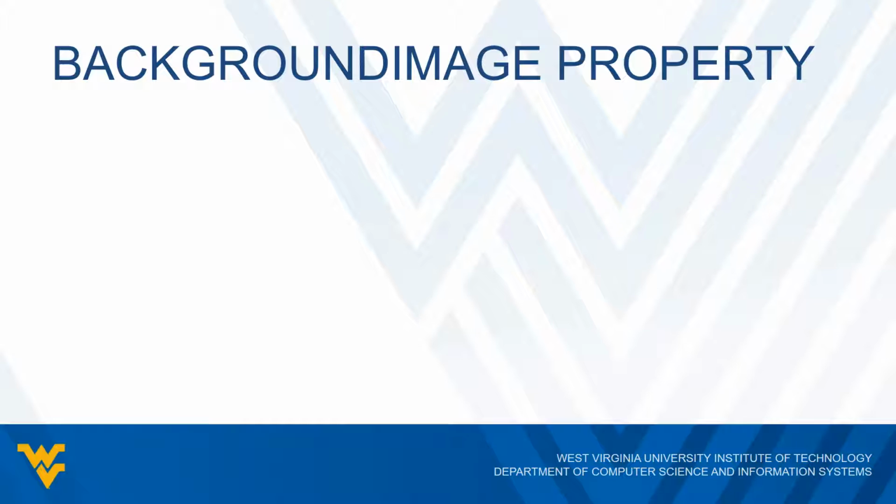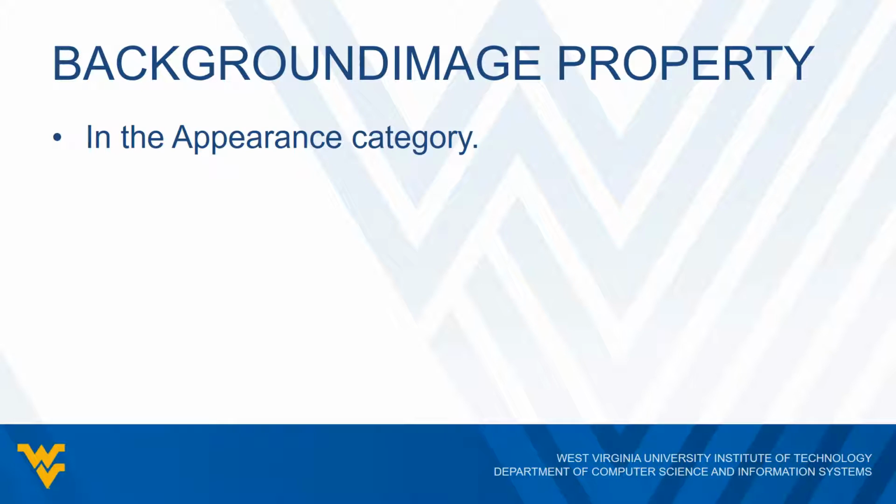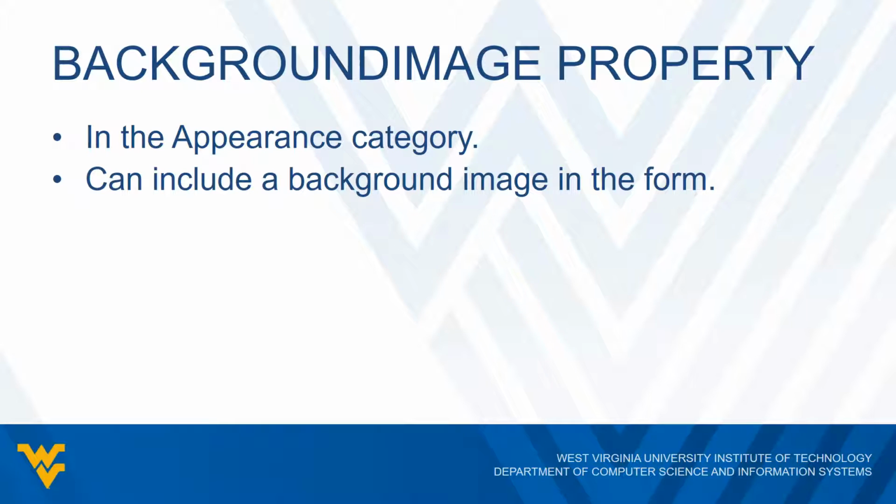Now we mentioned a couple of other properties that may be used here and there. The one we're going to talk about is the background image property. And this also appears in the appearance category. The idea with this property is that we can actually include a background image to our form. By default, you just see this gray space, like there's nothing there, but we could actually add a background image if we wanted to.